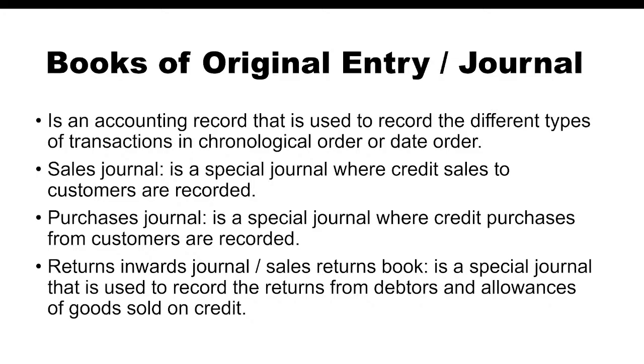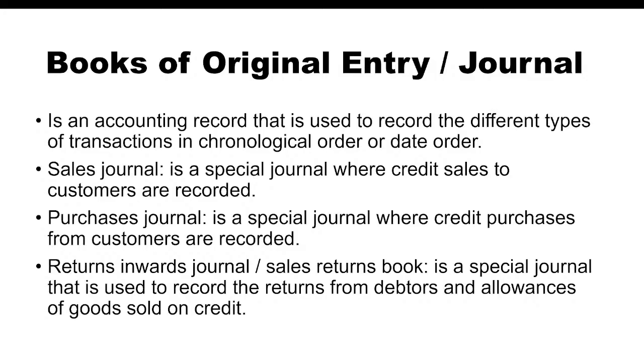So right now we talk about books of original entry or the journals. A journal, we can say, is an accounting record that is used to record the different types of transactions in chronological order or date order.